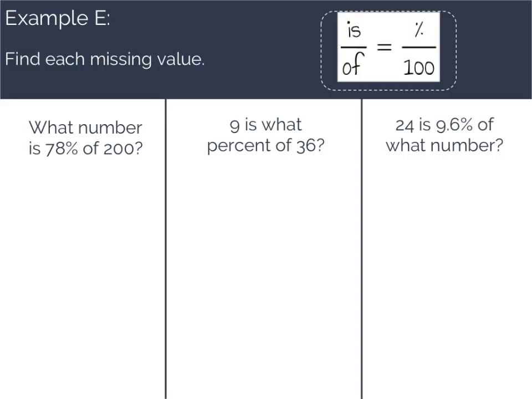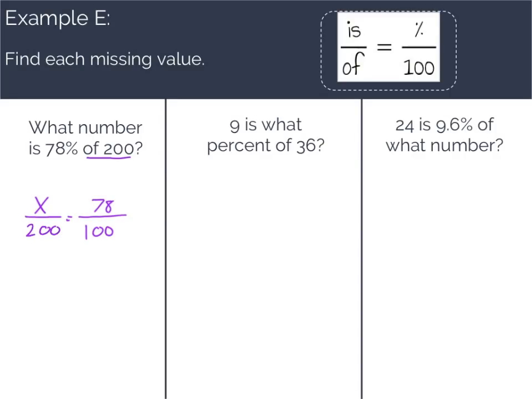So our first one is 78% of 200. So we're going to fill in our proportion with the information that we have and then go forward from there. So we know that 100 is always part of this proportion. So anytime we do any of these is over of problems, we want to make sure that we put the 100 down on the right-hand side. Now we've got 78%, so that's going to go where the percentage area is. It says what number is, so we don't know what that is, so that's going to be our x, and it says of 200. So since it says of 200, the 200 goes in the bottom.